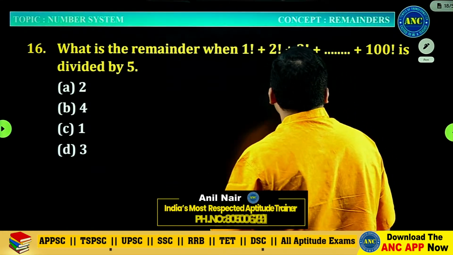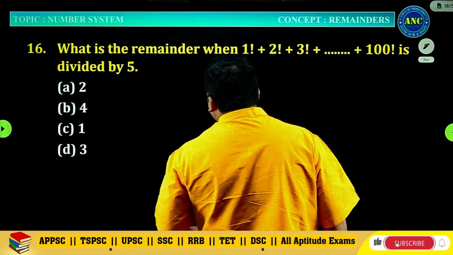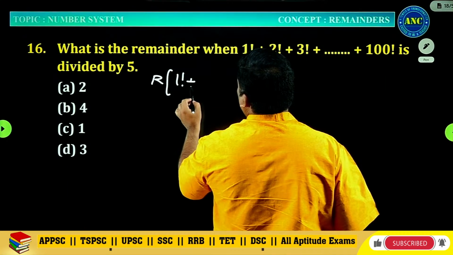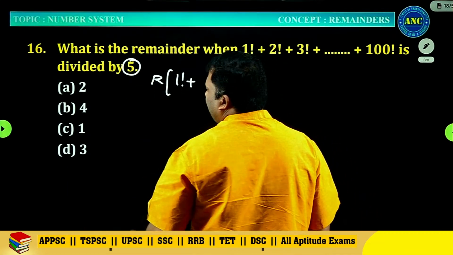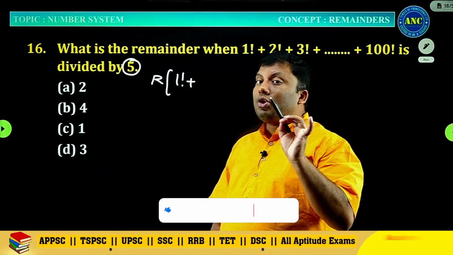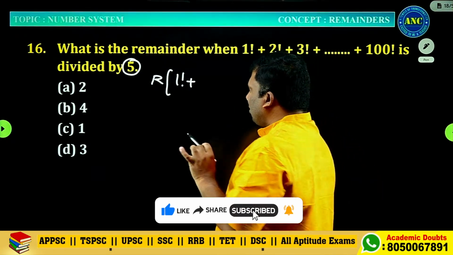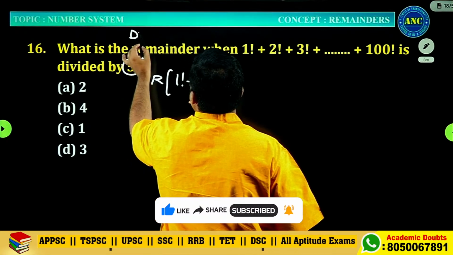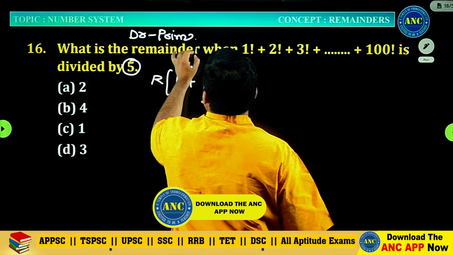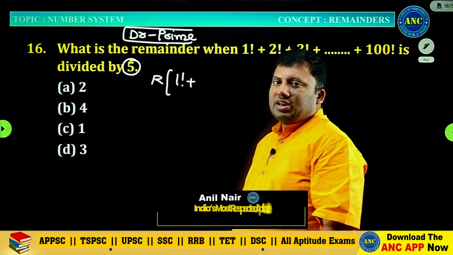Now see, 1 factorial plus 2 factorial, we already did this kind of model. Denominator is a prime number, denominator is a composite number. How to eliminate incorrect answer options we have seen. Now we will look at the questions where the denominator is a prime number.